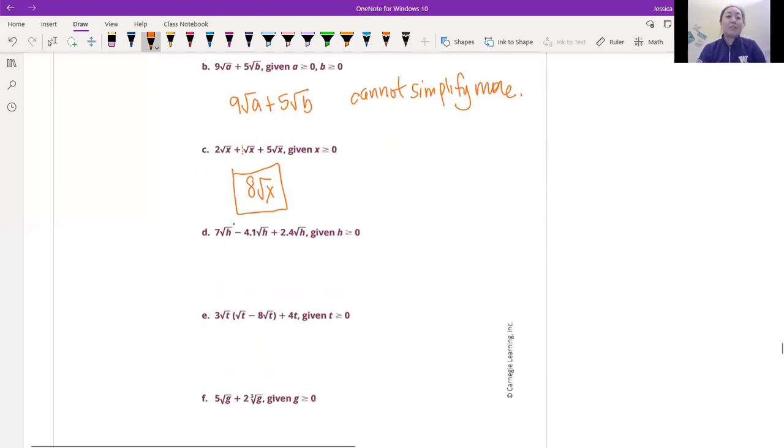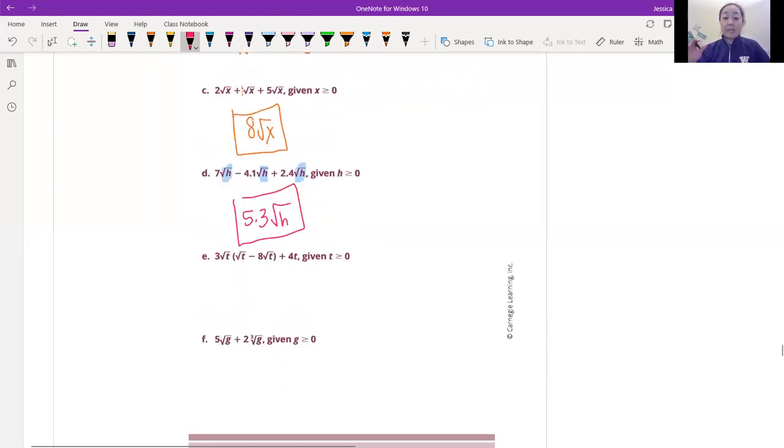So here again, these are all square root of h's, right? So square root of h here, square root of h here, square root of h, which means all we're doing is adding and subtracting the coefficients. So that's going to be 7 minus 4.1, which is 2.9. And 2.9 plus 2.4 is 5.3. So check it with your calculator. But I'm pretty sure I've done this like 3 times today, so I'm pretty sure I'm right. Or maybe 2 times today. And that's it. There we go.